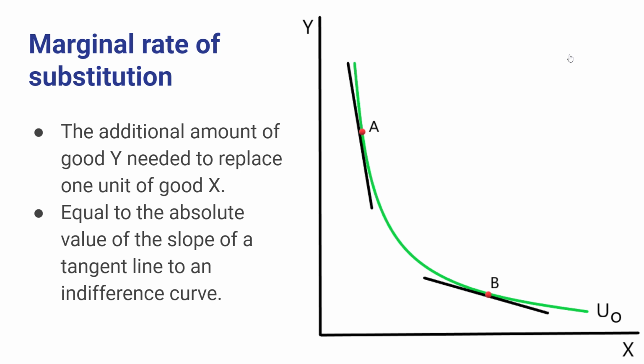So at point A, good X is relatively more valuable. At point B, good Y is relatively more valuable. So the slope of a tangent line to an indifference curve is essentially a measure of the rate at which you're willing to trade off one good for the other.